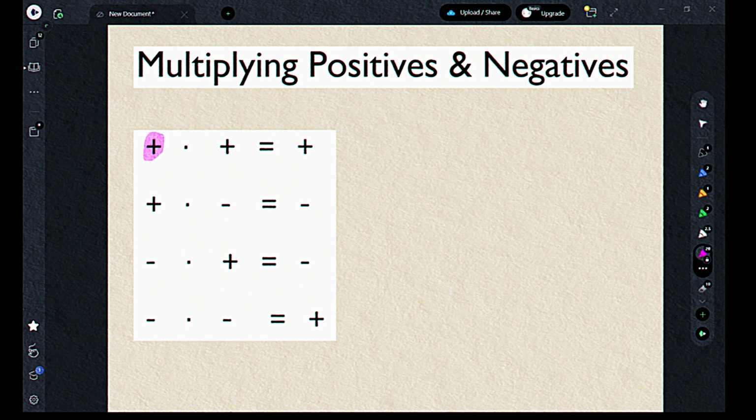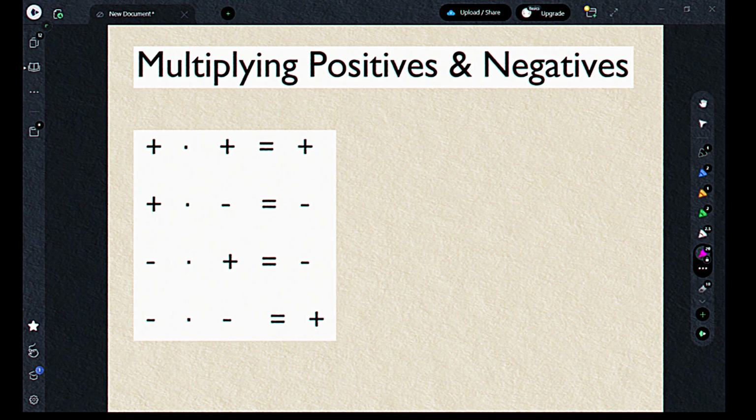This plus is actually just representing a positive number. So any positive number multiplied by a positive number will always give us an answer that's also positive. Anytime we multiply a positive with a negative, the answer is going to be negative. Anytime we multiply negative times positive, the answer is negative. And then the last one here is a negative times a negative makes a positive. So two negatives being multiplied together will give you a positive answer.